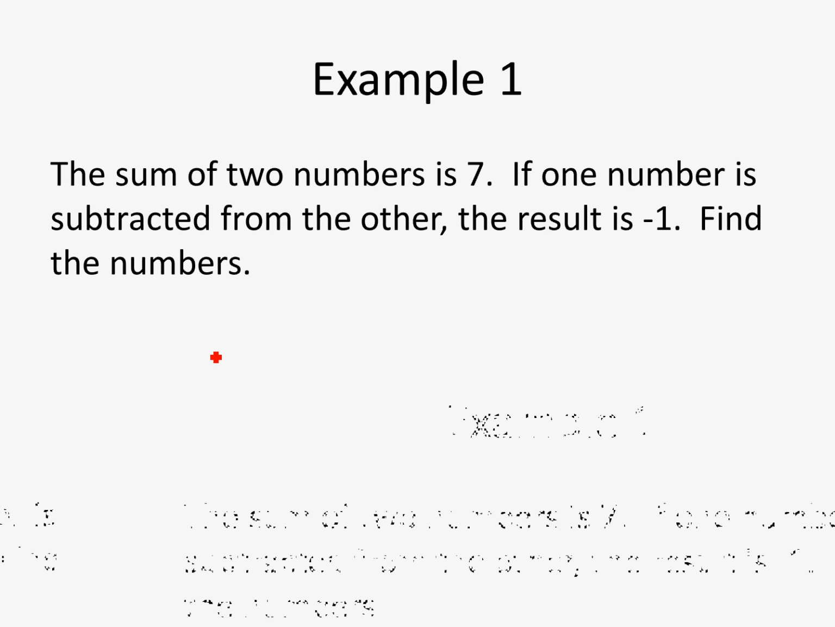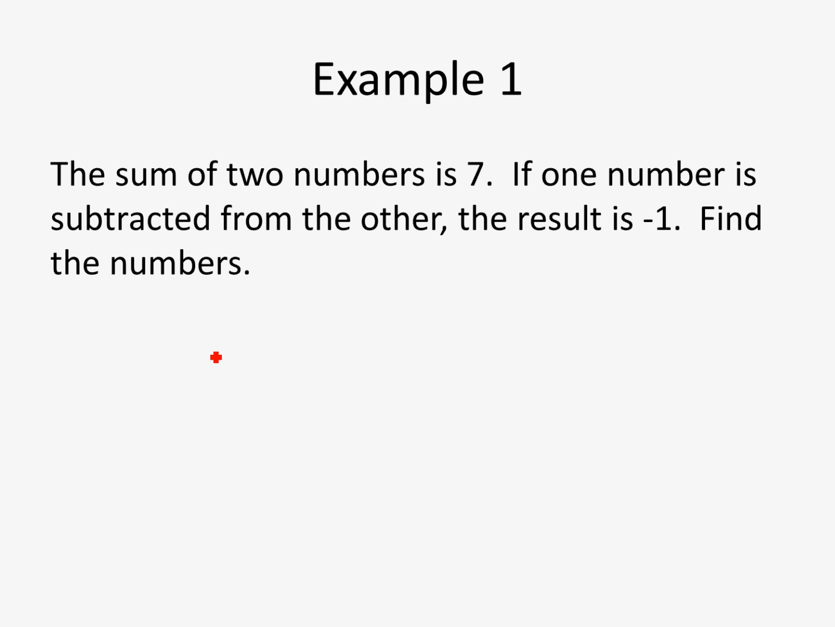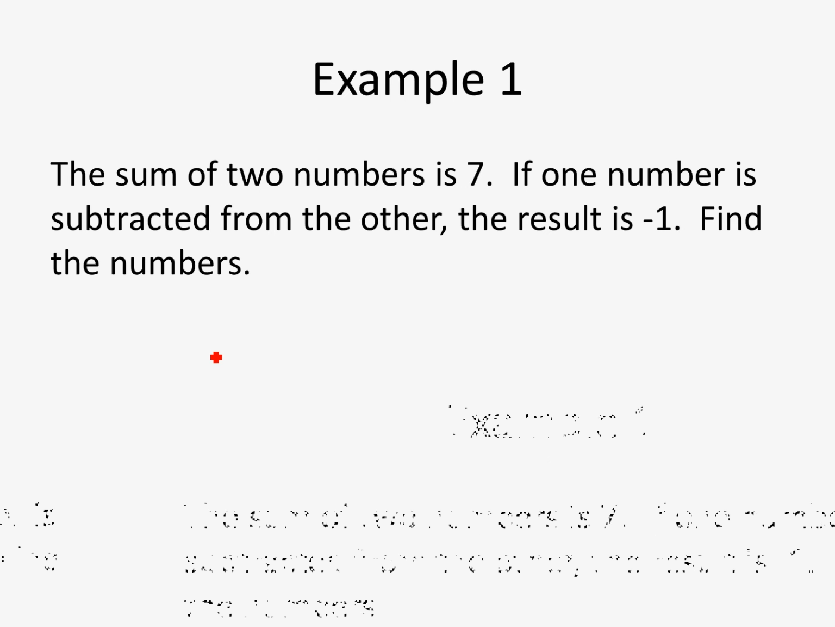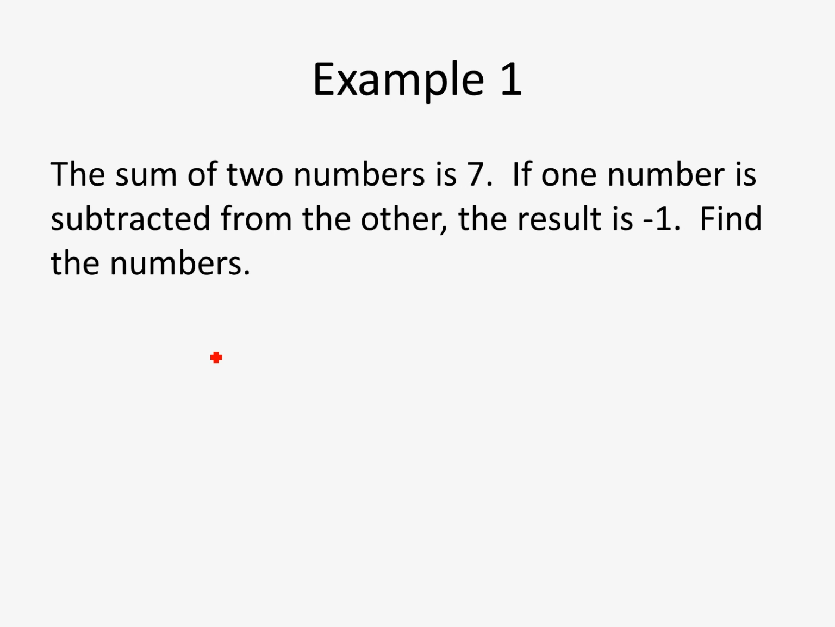Okay. So this says that the sum of two numbers is 7. So I don't know what the two numbers are, but I know when I add them together, I get 7. So if we say that the first number is x and the second number is y, then I'm saying that I'm going to add them together and I'm going to get 7.